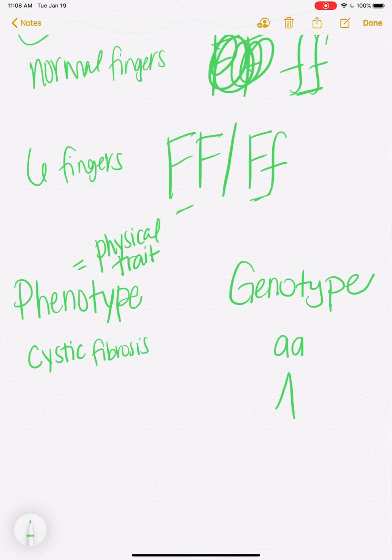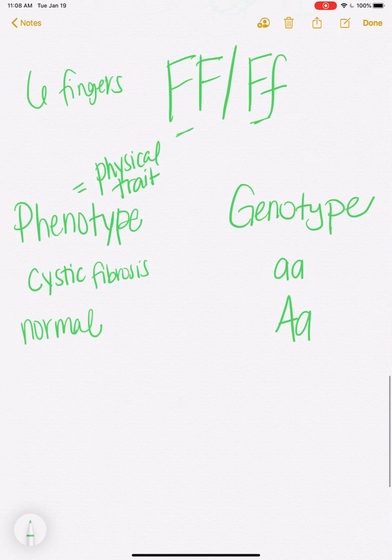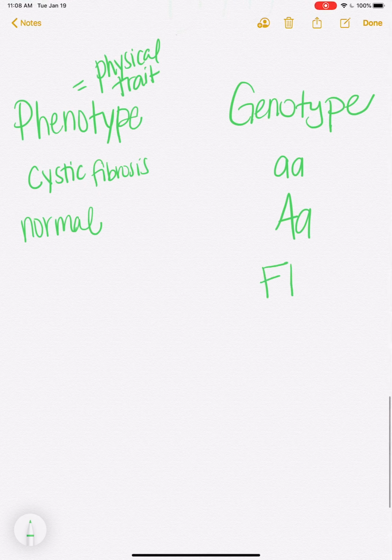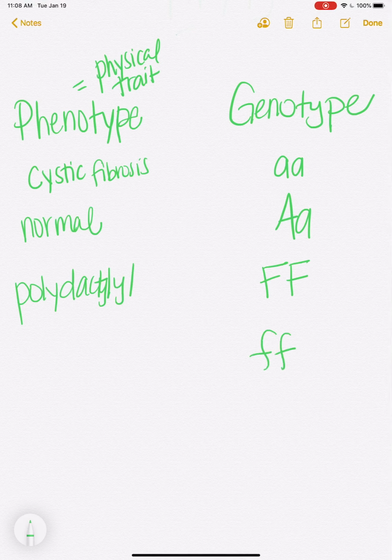So if the genotype was big A, little a, we would say normal, okay? If we use our F's, big F, we would say polydactyly. I think I spelled that wrong. I'm sure I spelled that wrong, okay? If we did little f, we would say normal. So the phenotype is the physical manifestation of the trait. The genotype is what the alleles say. When it's asking for genotype, you have to give the letters. All right?